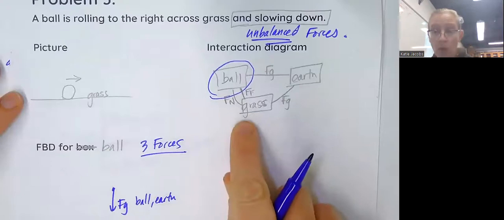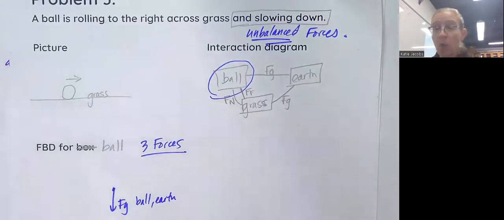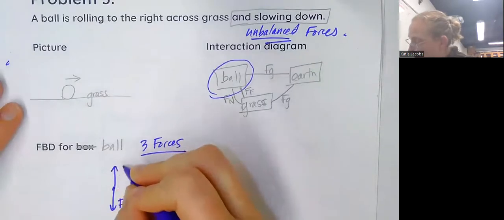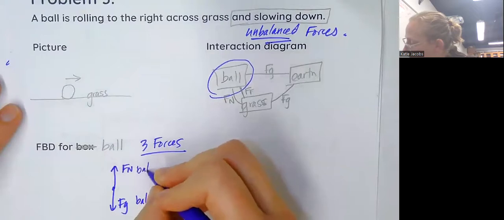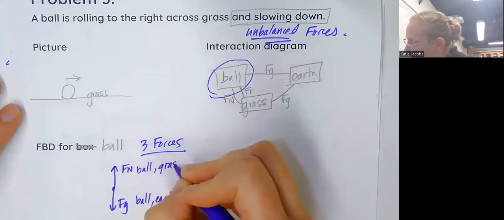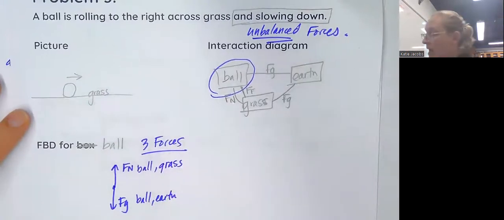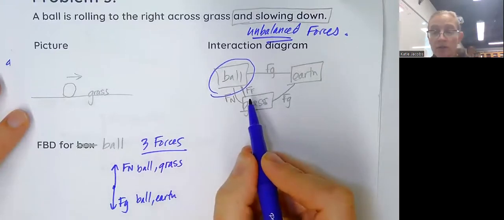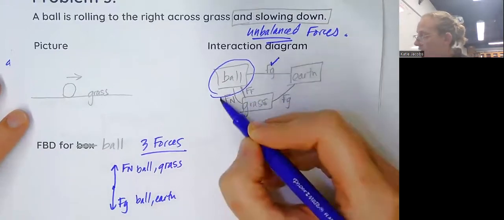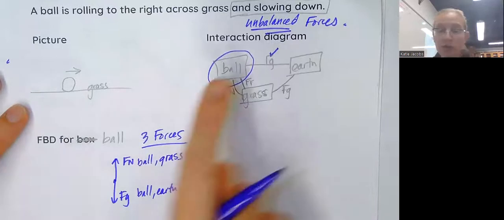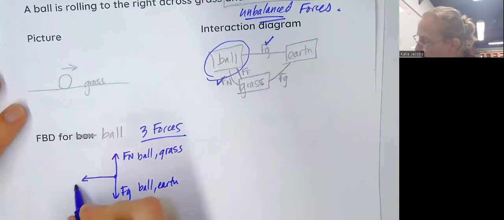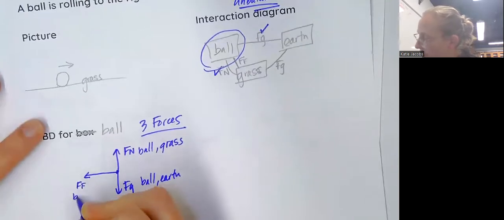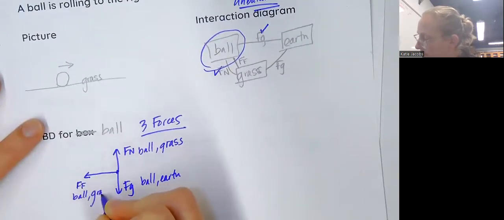The normal force is still a supporting force upwards on the ball by the grass. The grass does not push it forwards. On the ball by the grass. Okay. The frictional force, so I've done FG, I've done FN. The frictional force, if the ball is moving to the right, then the frictional force is to the left against the motion of the ball on the ball by the grass.